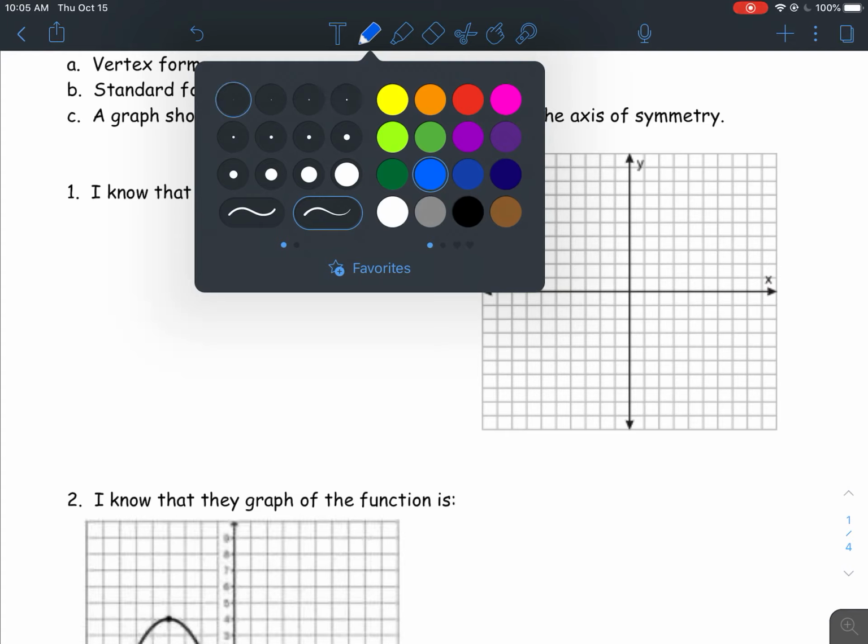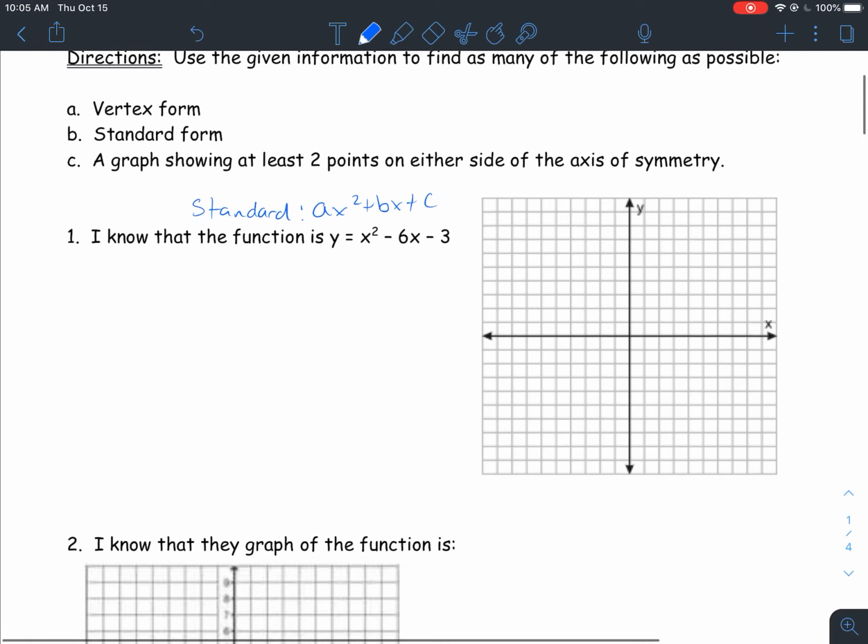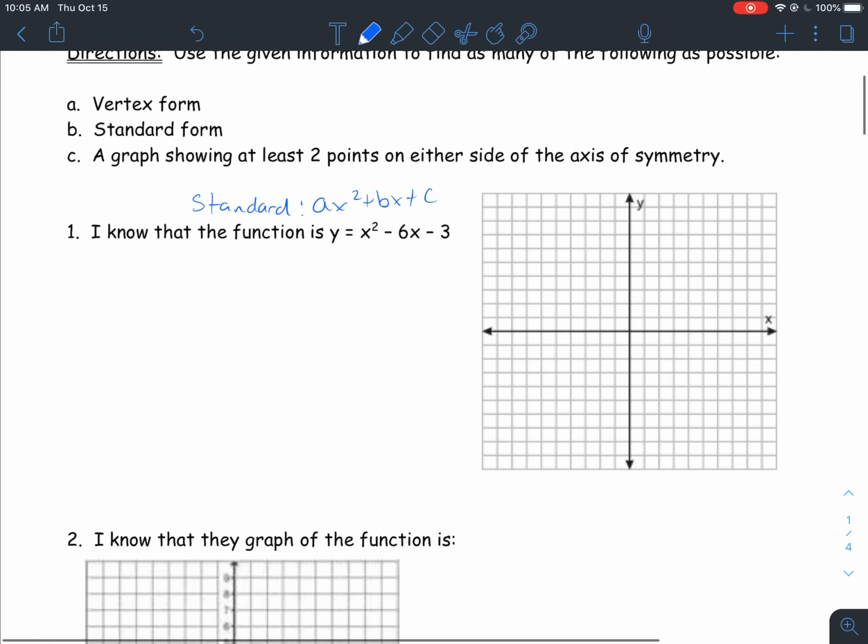It's important that you're able to tell the difference between all of these forms. This one's in standard form because it's in the form ax squared plus bx plus c. So it's important that you are able to identify when it is in standard form. So first, they want us to find the vertex form. That's the first thing they ask for.